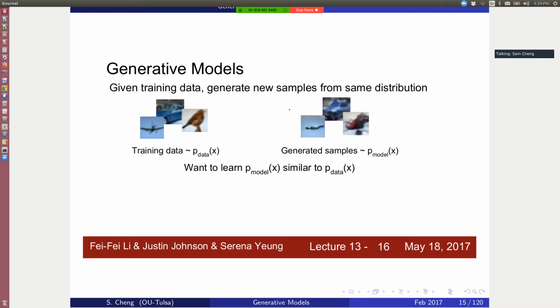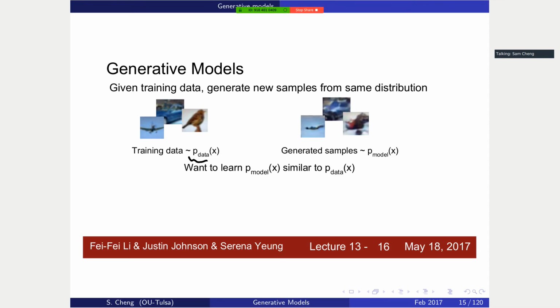For the generative model, this is an illustration of what it can be. You have some training data, and from that training data you have a probability distribution. Supposing that you're trying to generate data, this is a plane, right? I'm trying to generate the same data here, and you're trying to make this model distribution close to your data distribution somehow.